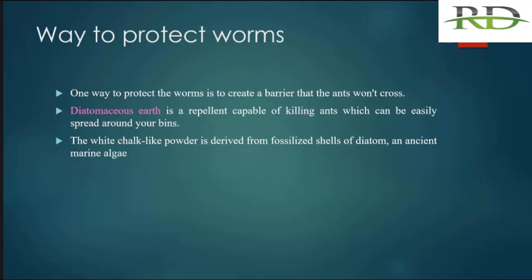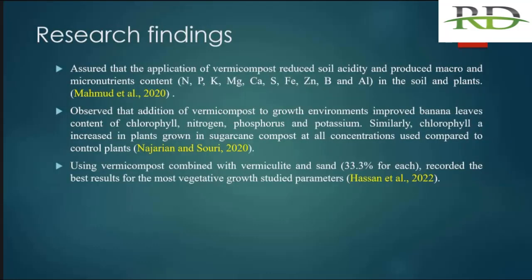Some of the research findings I have attached here. Many researchers are working on this, and some research findings are already published. Muhammad et al. 2020 said that the application of vermicompost reduced soil SDT and also increased macro and micronutrient content, that is NPK, secondary nutrients of magnesium, calcium, sulfur, and some micronutrients of iron, zinc, boron, and aluminum in the soil.